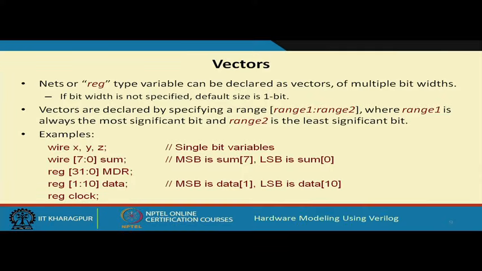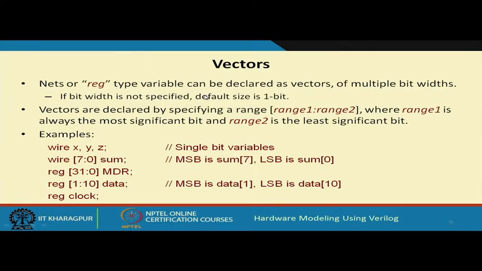Fine. Now, let us come to vectors. We have seen single bit variables. Now, let us see how we can group such single bit variables to create something called vectors. Nets or register type variables, both of them can be declared as vectors. Vectors are nothing but multiple bit quantities, and if you do not specify the bit width, then by default it is taken to be 1 bit.